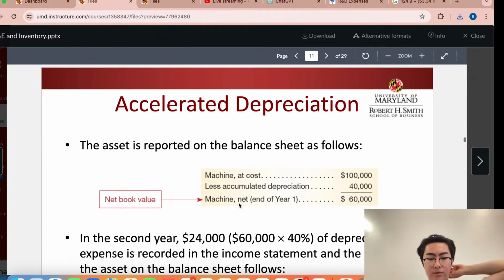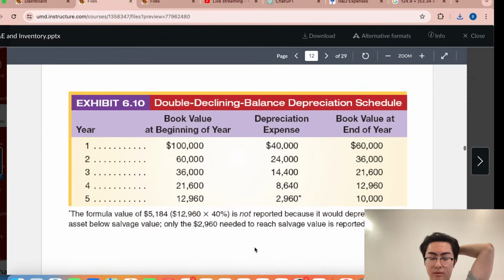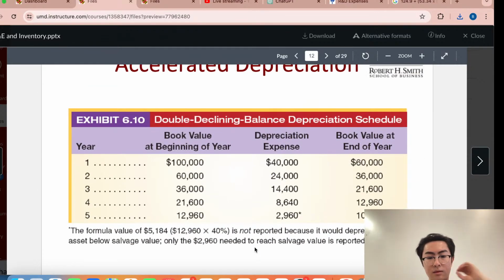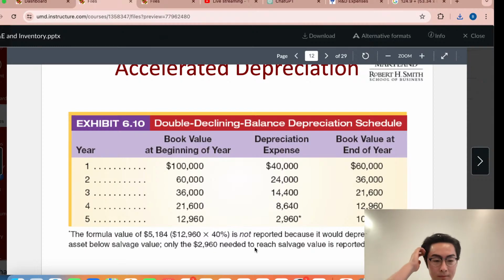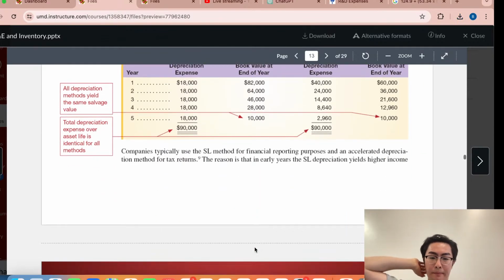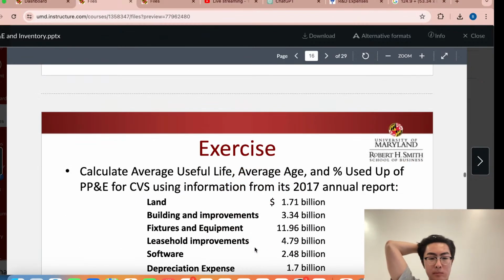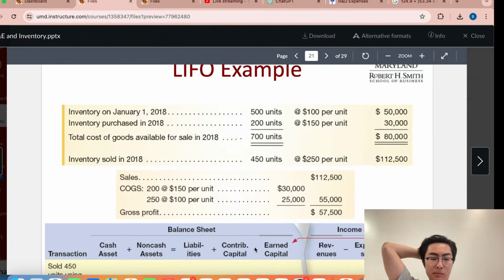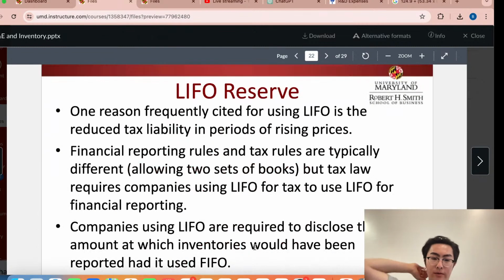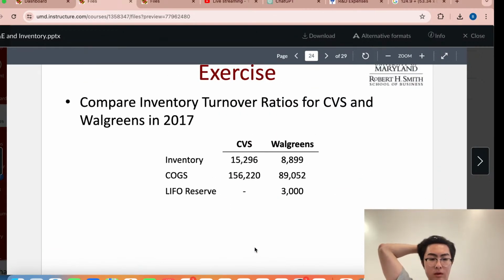Two times that, so it'd be 40%. Ooh, LIFO reserve. Okay.